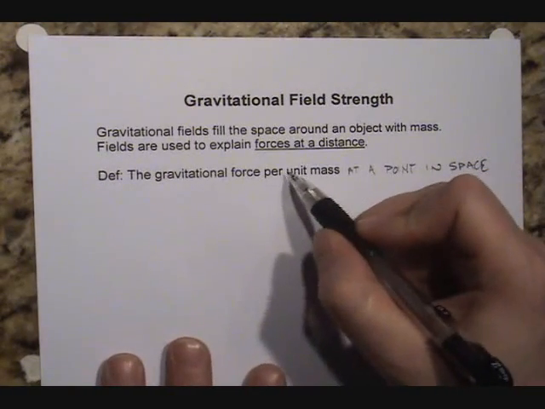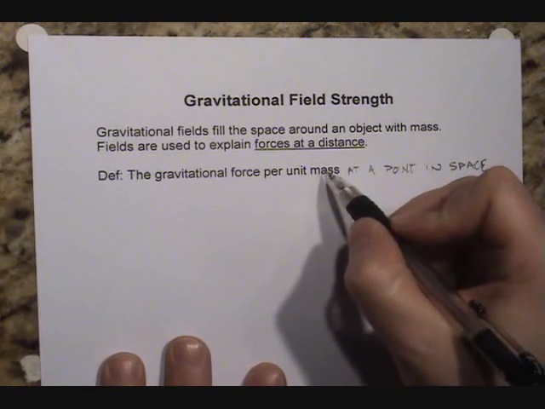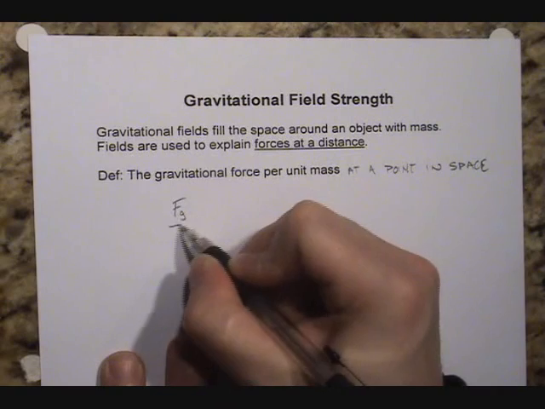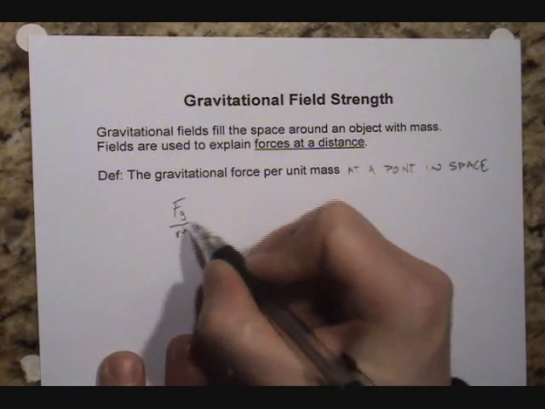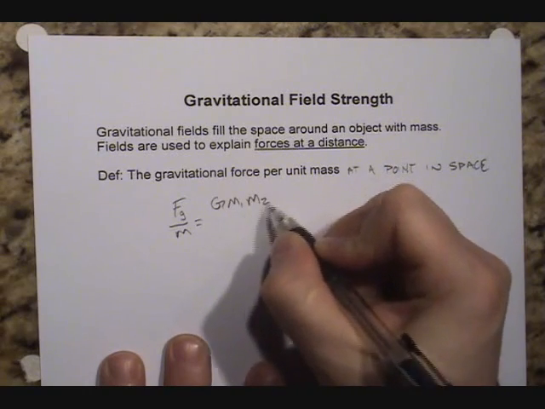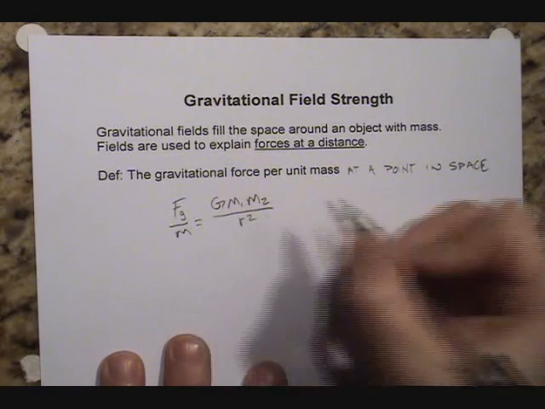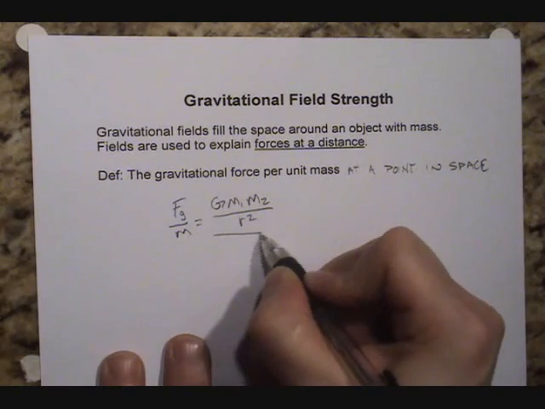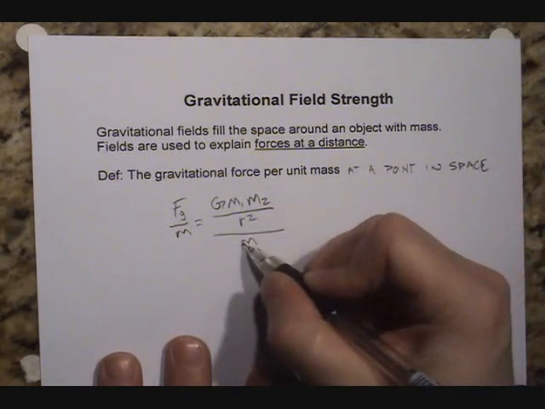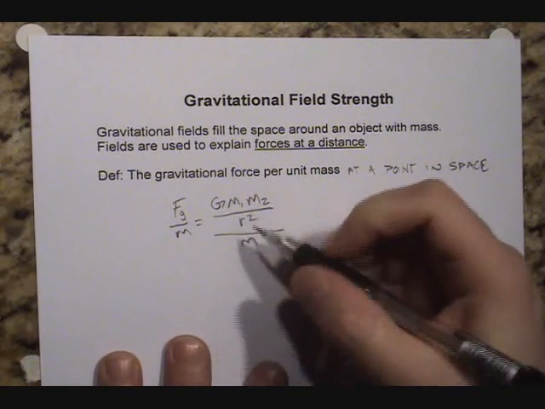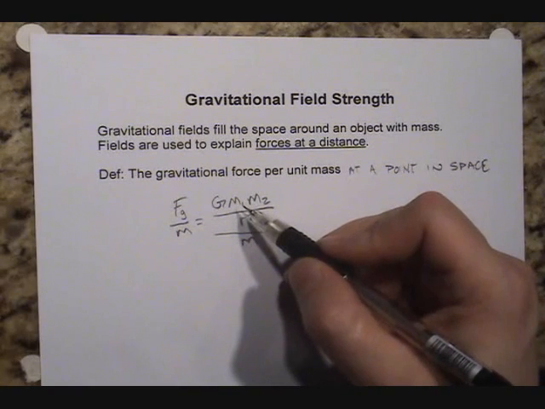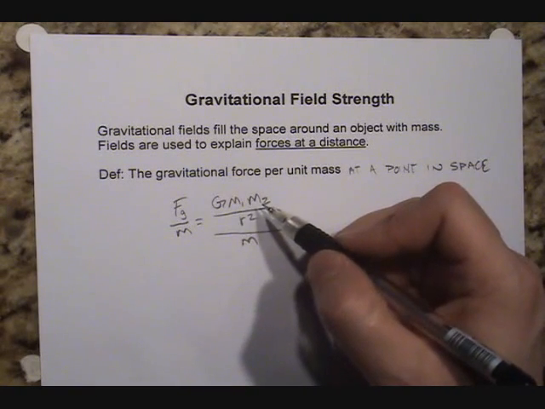Now, per unit mass means divide by the mass. Divide by a unit mass. So this would be the gravitational force divided by m. But remember, the gravitational force is G m1 m2 over r squared, and then I would divide all of that by m. Now, obviously, we have to think carefully about which m I am talking about. Well, in this case, we're talking about the little m. Remember, the convention is that the big m comes first, the big mass first, and then the little mass.